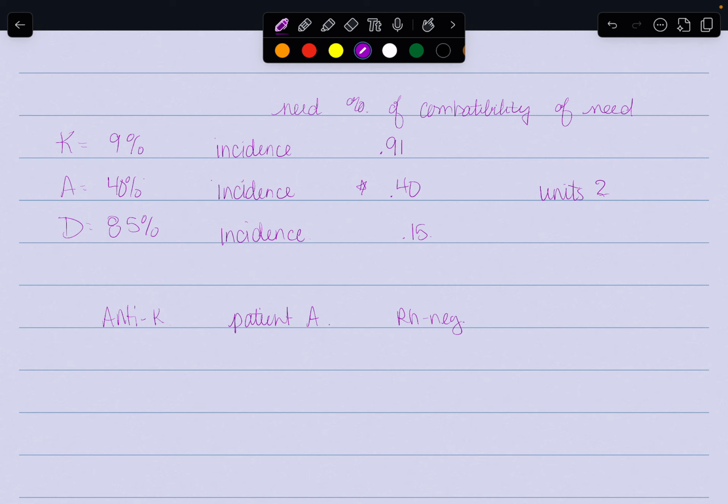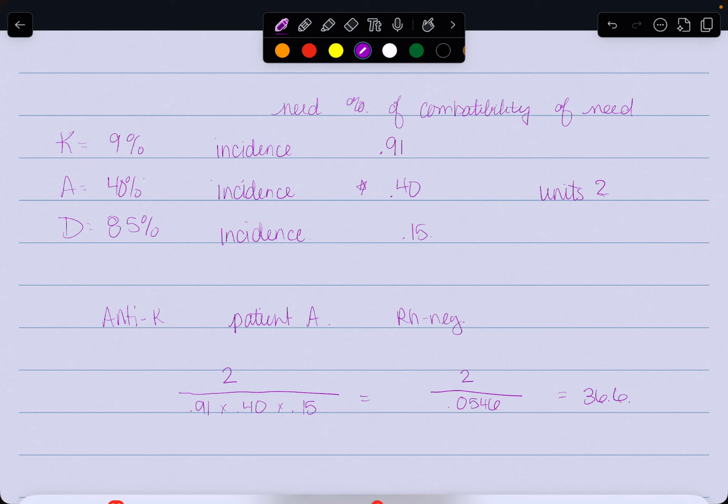So in our calculation, we have our 2 units on the top, and then we take our 0.91 multiplied by our 0.40 and multiplied by our 0.15. When we do that on my handy little calculator, we have 0.0546 on the bottom, our 2 units on the top. Now we take 2 divided by 0.0546, and we get an answer of 36.6. This is why the range on the exam for the correct answer is 36 to 37 units.